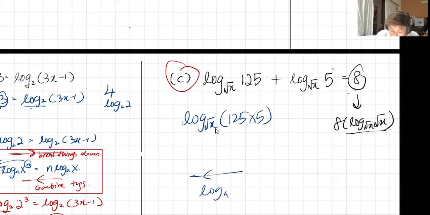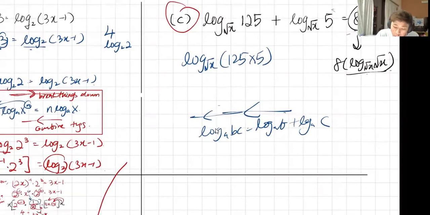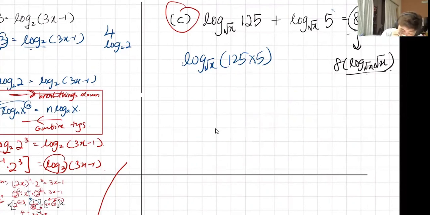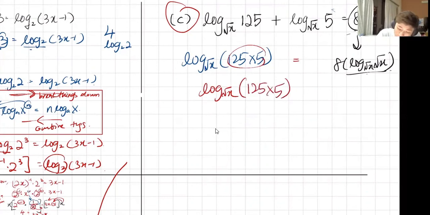Log A times BC equals log AB plus log AC. So now I'm actually moving in the opposite direction. In other words, log AB plus log AC gives you log A times BC. This is a times. That is why this is a times. You see? Okay, so I have combined on the left, so I continue to solve. What is 125 times 5? I leave it as 125 times 5 because I'm too lazy to calculate now.